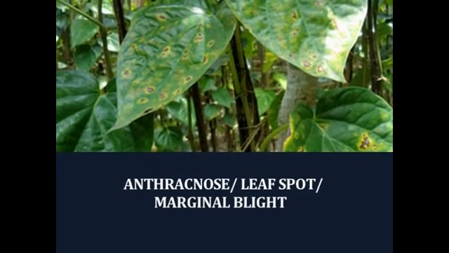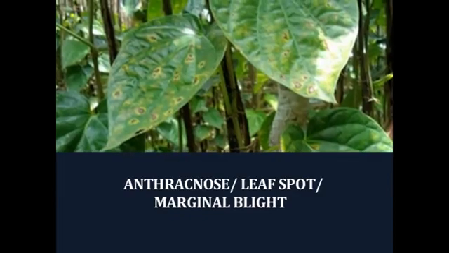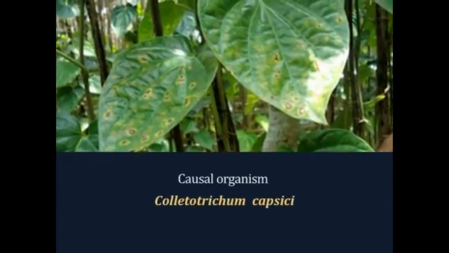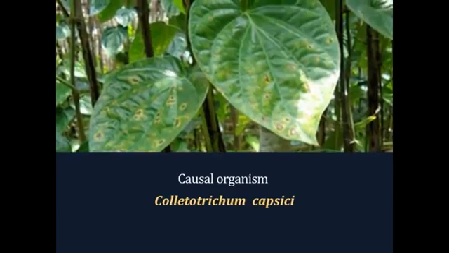Next important disease is the anthracnose or leaf spot or marginal blight. Causal organism is Sclerotium capsicii. Now let's see about the etiology of the disease. The fungus produces large numbers of acervuli containing short hyaline conidiophores and black colored setae. The conidia are single-celled, hyaline and falcate.